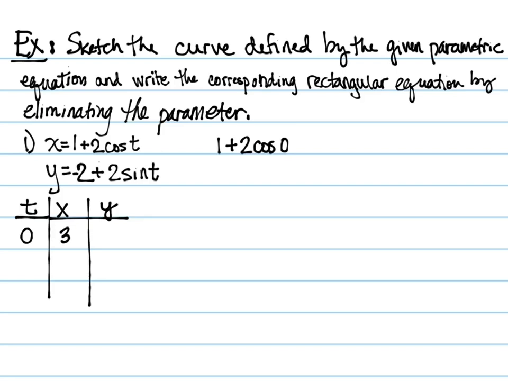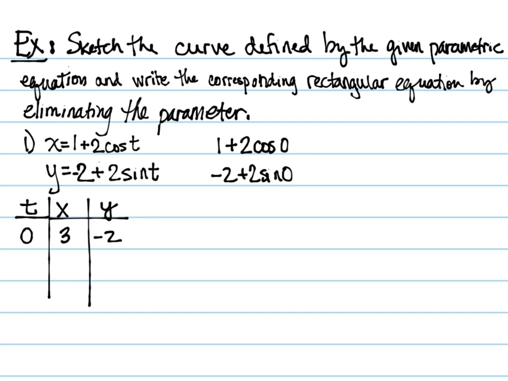And then we're going to do the same thing with y. We've got negative 2 plus 2 sine 0. Does anybody remember what sine 0 is? That's 0. So this ends up giving me just a negative 2. Okay, so far so good? Okay, so those are values of 0.